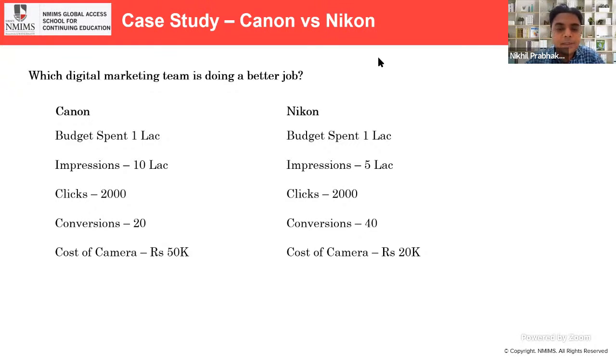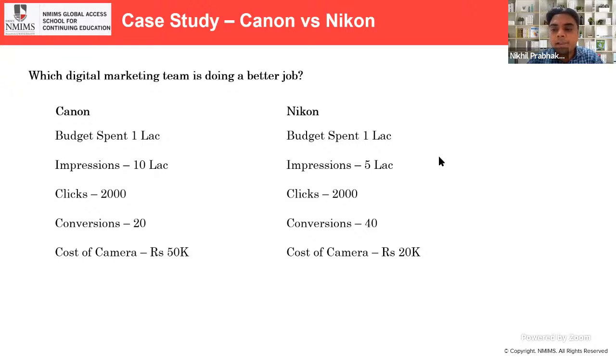Okay, anyone suggesting any observations? So you have 1 lakh rupees being spent by both the teams. Number of views is impressions. So 10 lakh and 5 lakh in case of Canon and Nikon. 2,000 people clicking on the ad. In case of Canon, we had 20 conversions. 20 people bought at 50,000 rupees. And in case of Nikon, 40 people bought at 20,000 rupees.